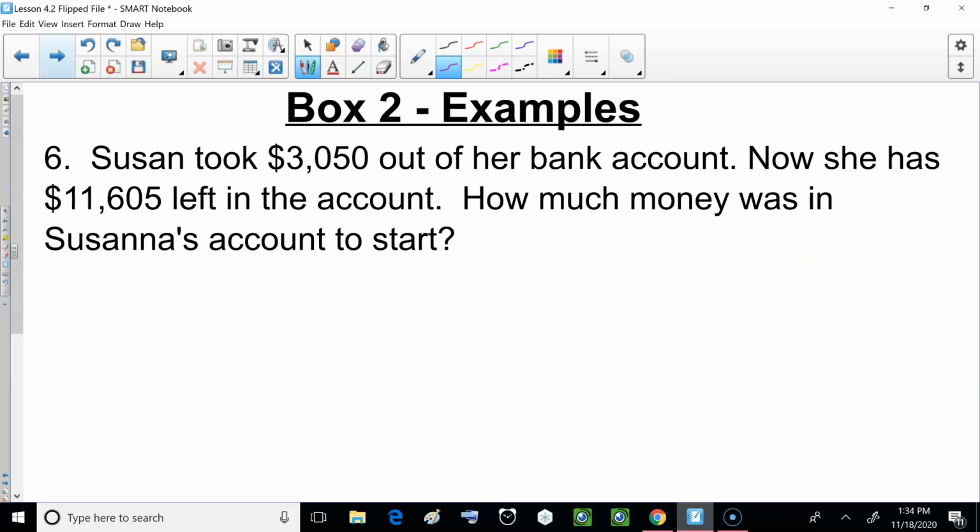And now taking that information that we know how to solve those problems and putting it into a word problem that we are able to solve. So number 6, Susan took $3,050 out of her bank account. Now she has $11,605 left in the account. How much money was in Susan's account to start?